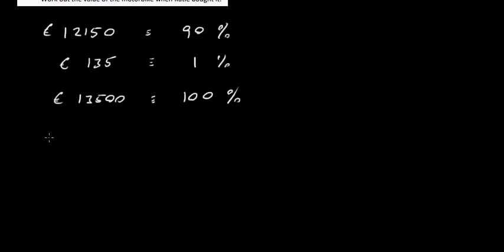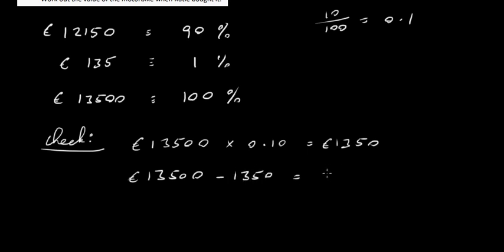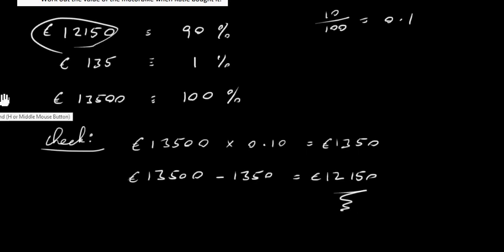Now you can check that if you want. It's not required in the question, but if you take a bike worth 13,500 euros and reduce its value by 10%, 10% is just 10 over 100, which is 0.1. So get 10% of this, and it's 1,350 euros. Take the 13,500, its value originally, subtract 1,350, and you do get 12,150. You do get what it's worth now. Okay, so that's it for these two questions.